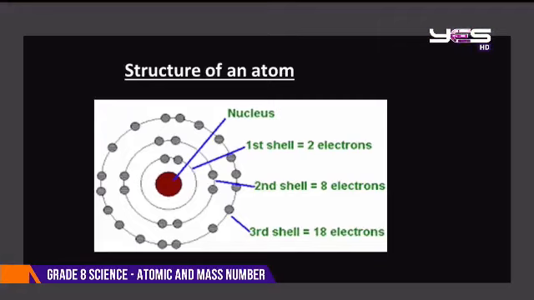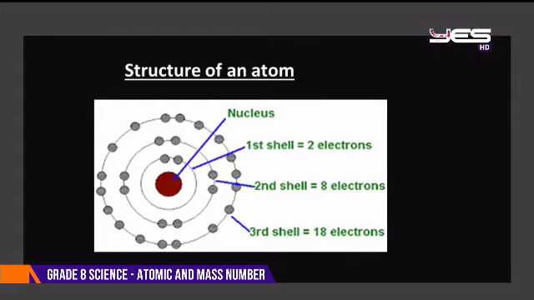In an atom, which one is the central part? In an atom, the central part is known as nucleus. Then around the nucleus, there are different circular paths. These circular paths are known as orbit or shells. There are different orbit or shell. The first shell or first orbit is known as K shell. Then second shell or second orbit is known as L shell. The third shell or third orbit is known as M shell. The fourth orbit or fourth shell is known as N shell.